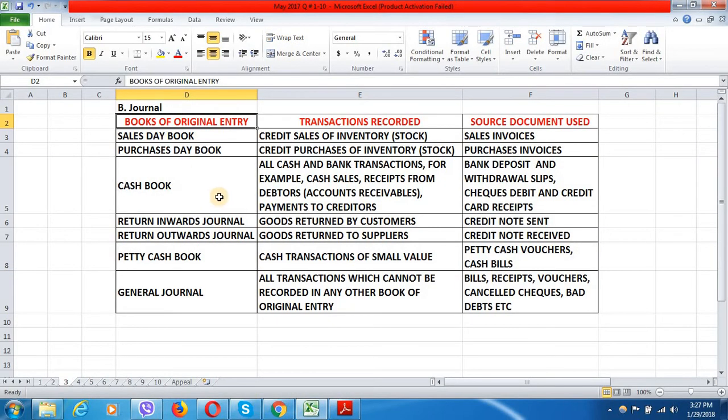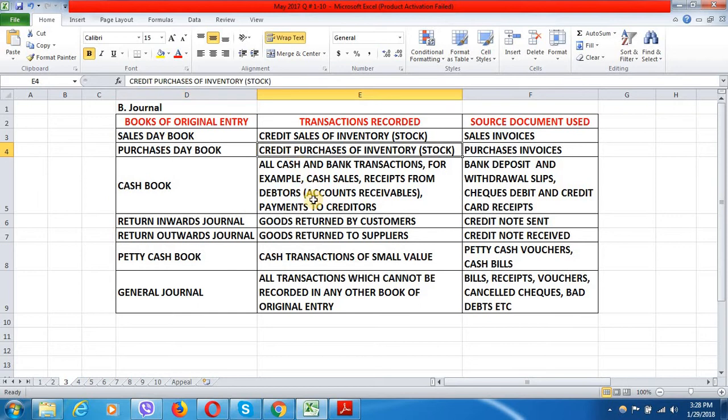Journal. Here I have given the entire information regarding books of original entry in 3 different sections. The first section means the types of books of original entry. The second section means what kind of transactions are being recorded in these books of original entry, and the third section means what kind of source document is used to record these transactions. So let's start. Number 1 is sales day book. Here the credit sales of inventory are recorded, and the source document is sales invoice.